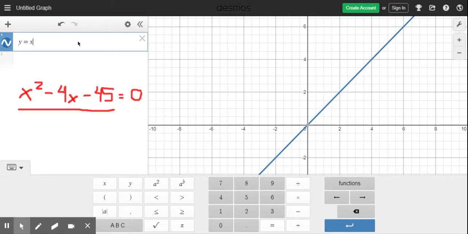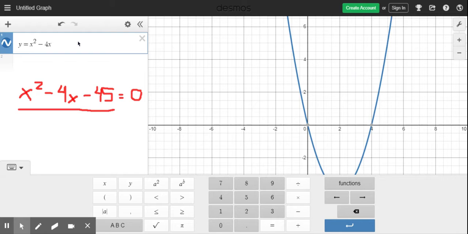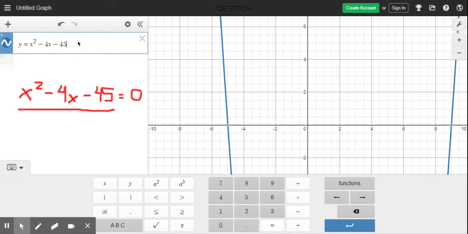So I'll put in y equals x squared, and you should all do this too on your own Desmos for the practice of it. So we have y equals x squared minus 4x minus 45. And so you can see, where is it crossing at 0? Well, 0 is the x-axis. So I can see right here at -5 and at 9 is where it's crossing at a y value of 0. It's where it's crossing the x-axis.